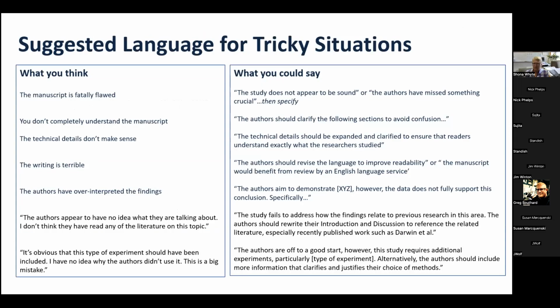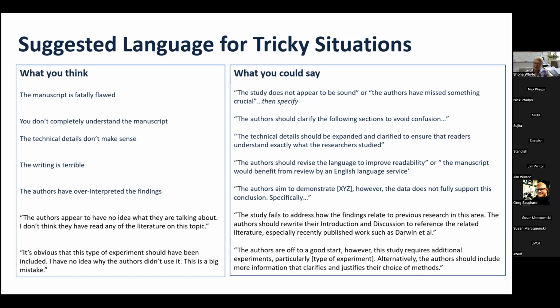So, suggested language for tricky situations. If you want to say the manuscript is fatally flawed, you might say the authors have missed something crucial, it does not appear to be sound, and then say why. If you don't completely understand the manuscript, rather than saying "I don't understand the manuscript," say the authors should clarify the following sections to avoid confusion. Instead of "the technical details don't make sense," say technical details should be expanded and clarified to ensure that readers understand exactly what the researcher studied.